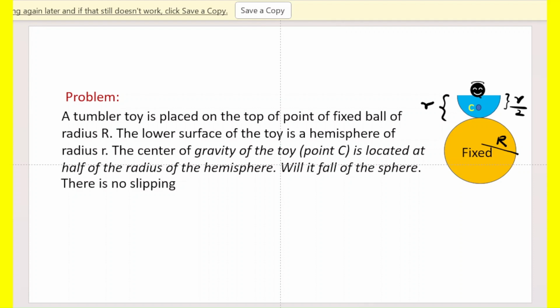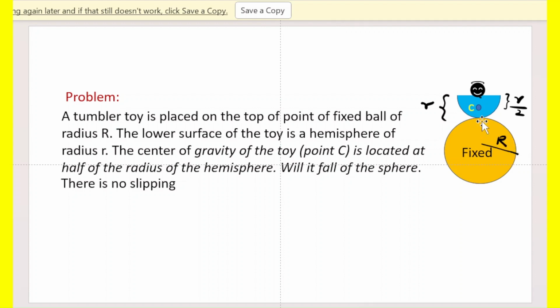Please pause the video and give it a try to solve it. Now come to the solution. Here what is given: this is the toy in the shape of a hemisphere whose radius is smaller. C point is the center of gravity. From the center of curvature to the center of gravity, the distance is r/2. And this is the fixed sphere whose radius is capital R.